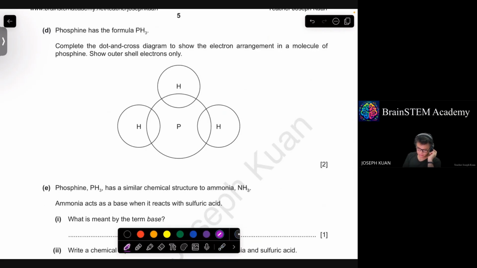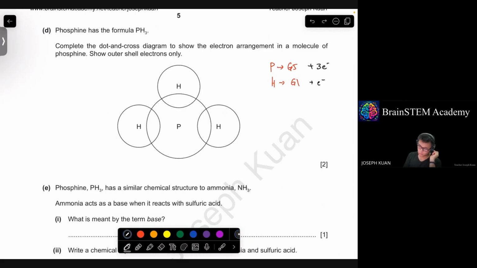Okay, let's just identify real quick. Phosphorus is a group 5 element. Hydrogen is a group 1 element. We know that group 5 elements will need 3 more electrons to have a stable electronic configuration. For hydrogen, it will need another electron for that. In other words, you will need 3 bonding pairs of electrons for phosphorus, and for hydrogen, you will need 1 bonding pair. That's the overall gist.